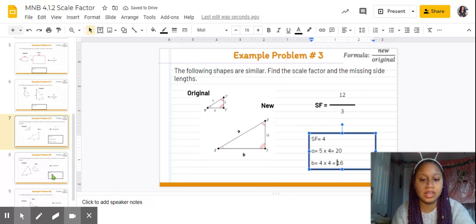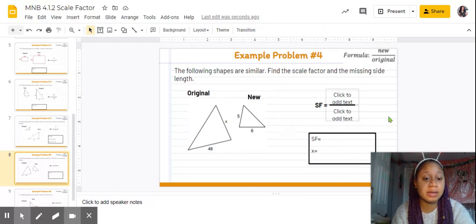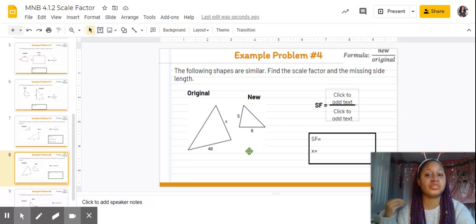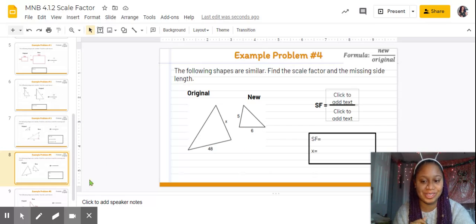And then you'll have to do the same thing, except when you have a scale factor that's a fraction, that ultimately ends up being division. So then I want you to try that on your own, see if you can do it.